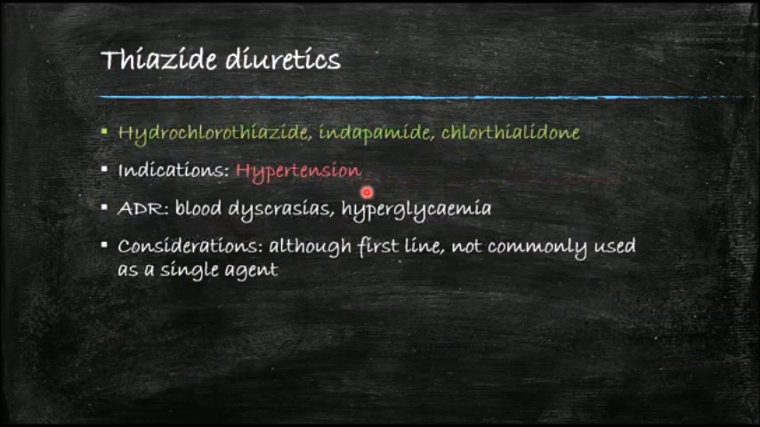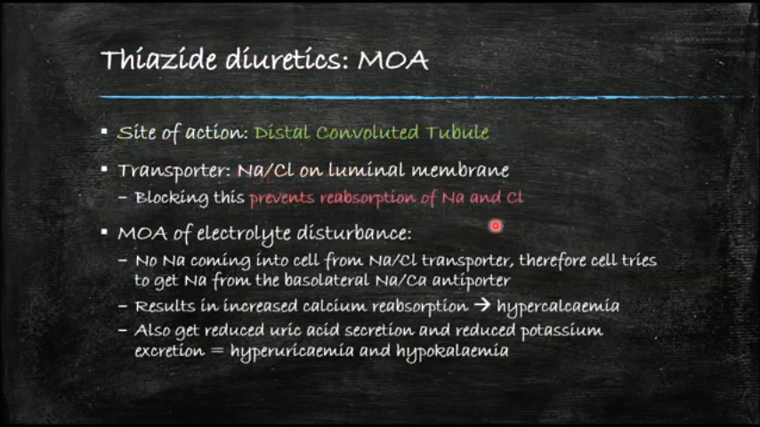Thiazide diuretics, these are used for hypertension and not edema. So you need to make that distinction. These can cause hypoglycemia, so these are not good drugs for diabetics. Although they're first line, as part of the ABCDE, they are not commonly used first line in the real world. So these work in the DCT, and then they act mostly on sodium and chloride.